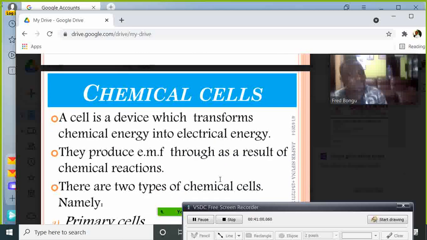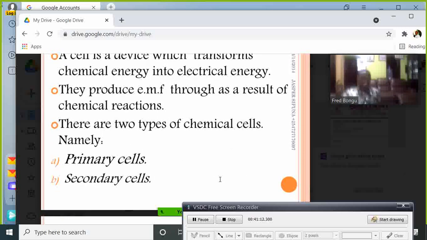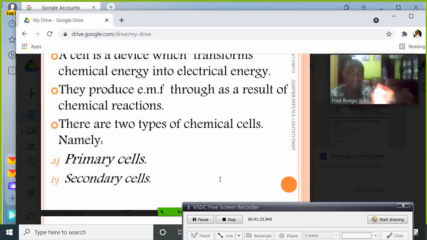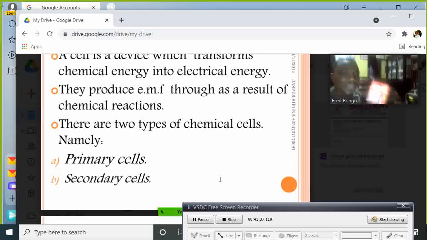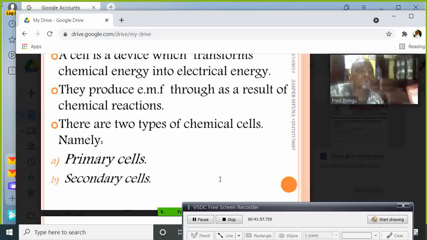They transform chemical energy into electrical energy. And when you talk of chemical energy, it means they have chemicals. For instance, a dry cell. Let me just show you one. This is Eveready. Inside, we have various chemicals. We have a carbon rod, manganese dioxide, potassium chloride, carbon, and zinc. So these are chemicals. When this cell is changing these chemicals into electrical energy, we call it a chemical cell.